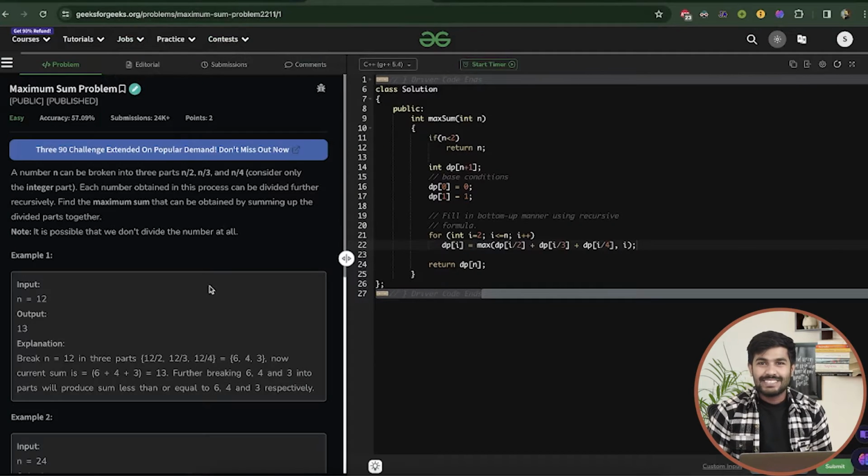Today, we would be discussing the maximum sum problem. So, now let us see this problem.